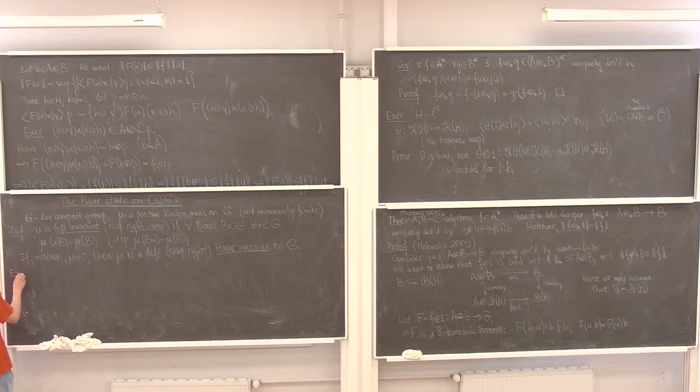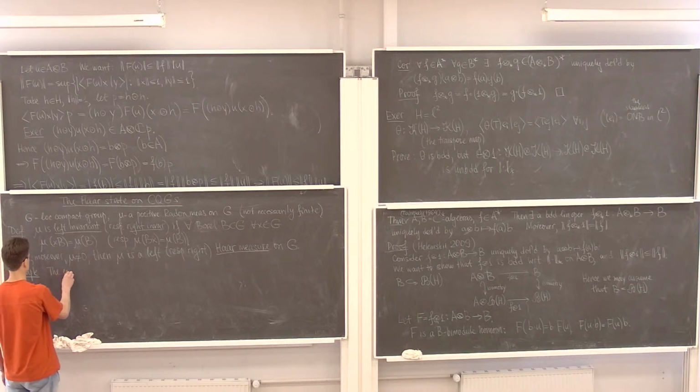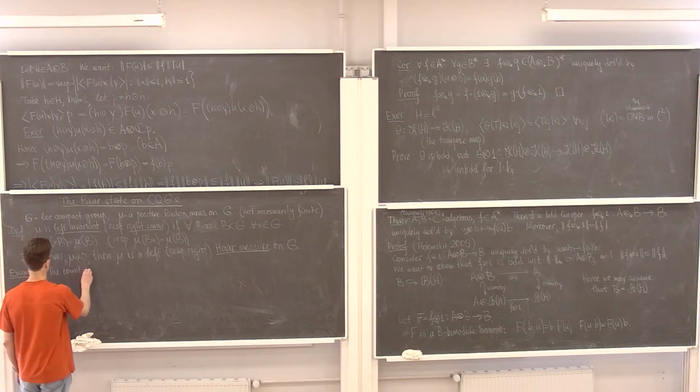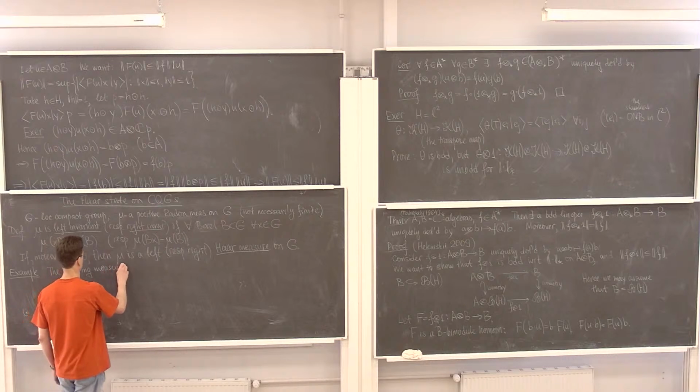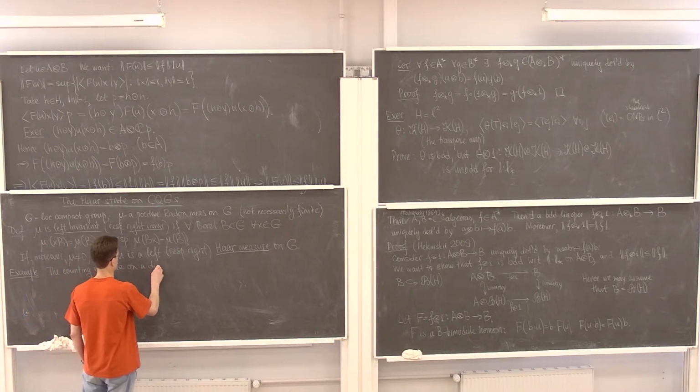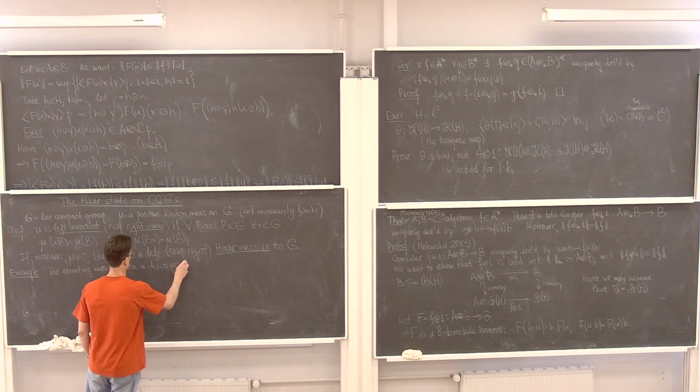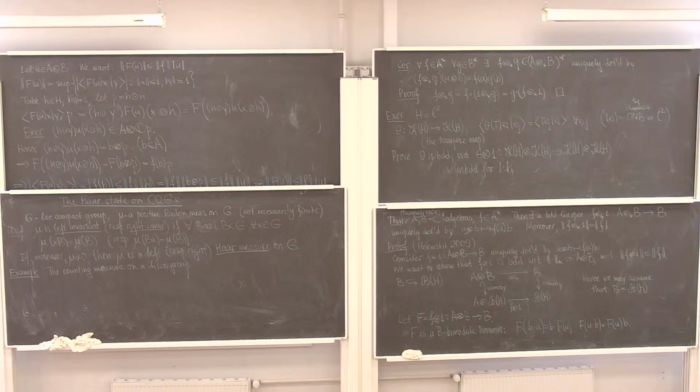Well, natural examples of Haar measure are as follows. We can take either the counting measure on a discrete group. Well, if G is discrete, we might define mu of B just the number of elements of B, and this is a well-defined Radon measure. It is indeed a Radon measure because the group is discrete, and it is clearly left and right invariant, so it is a Haar measure.